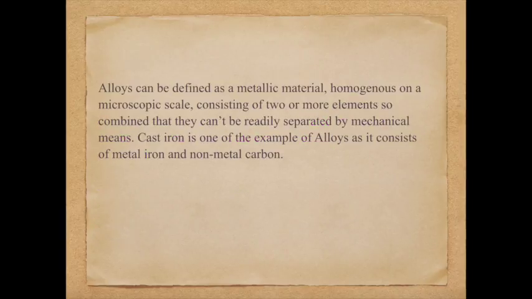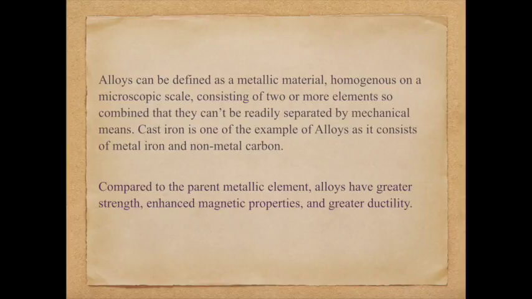Alloys can be defined as a metallic material, homogeneous on a macroscopic scale, consisting of two or more elements so combined that they cannot be readily separated by mechanical means. Cast iron is one of the examples of alloys as it contains metal ions and non-metal carbon. Compared to the parent metallic element, alloys have greater strength, enhanced magnetic properties, and greater ductility.